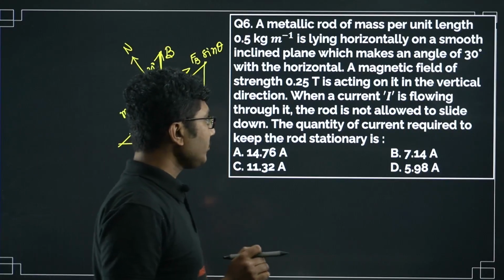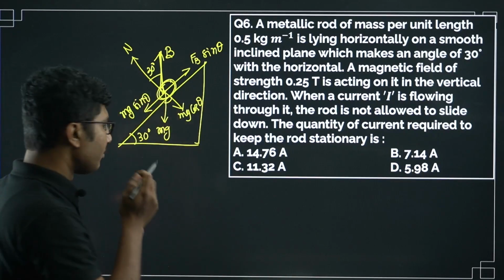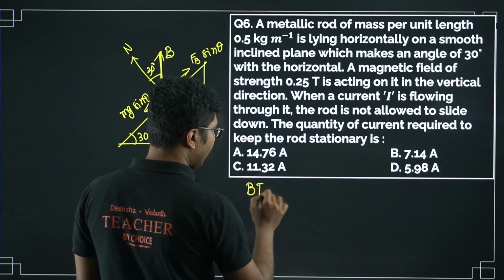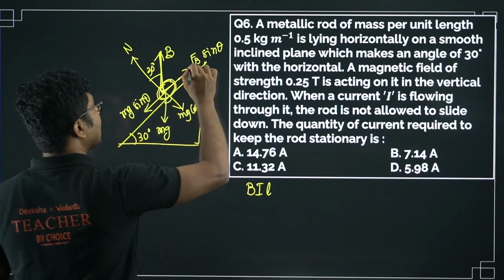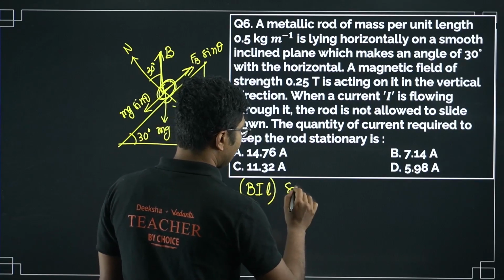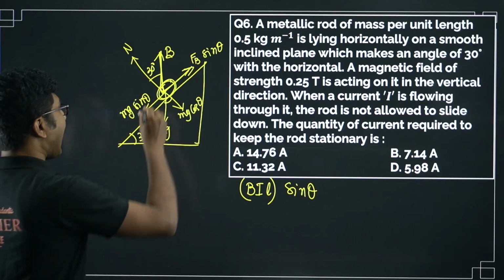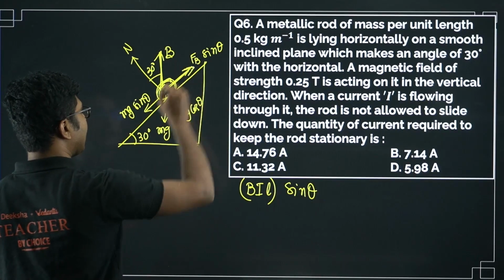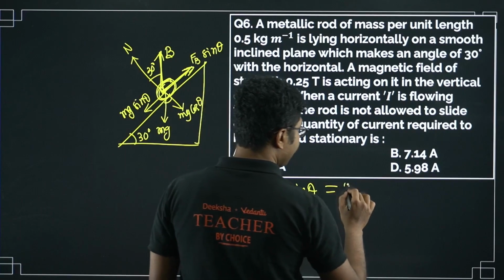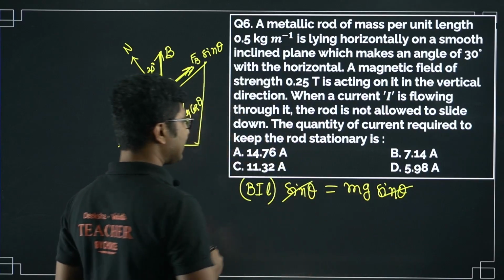Anyway, when a current I is flowing through it, what is the force acting on it? The force acting on it is BIL, and the component of the force in this direction is BIL sin theta. So BIL sin theta acts on the wire in this direction, and that should balance the mg sin theta component.